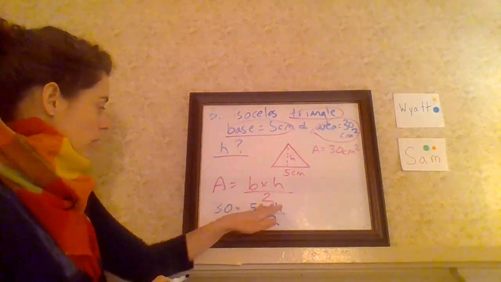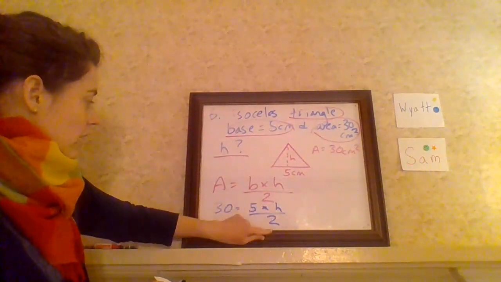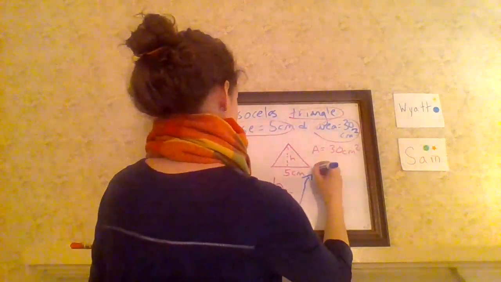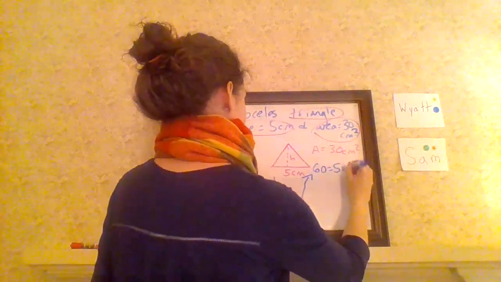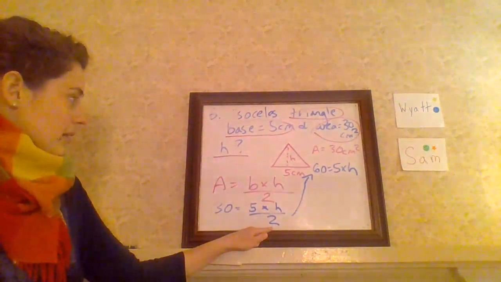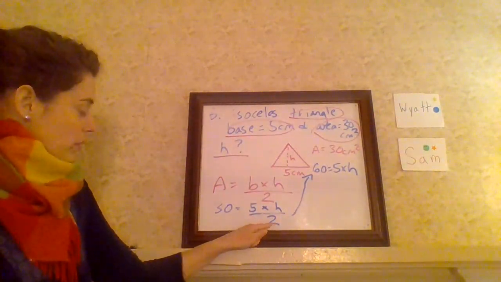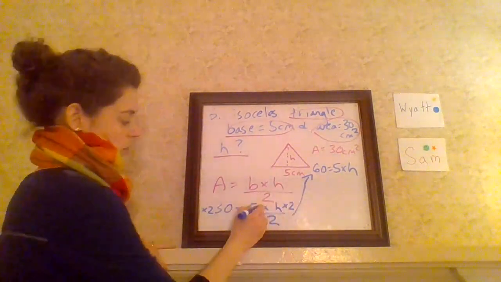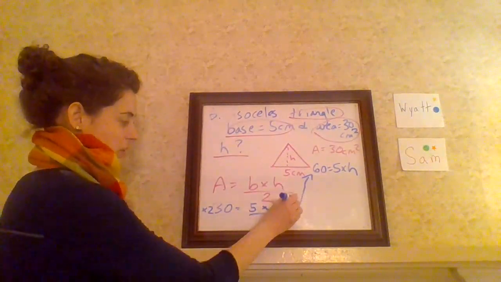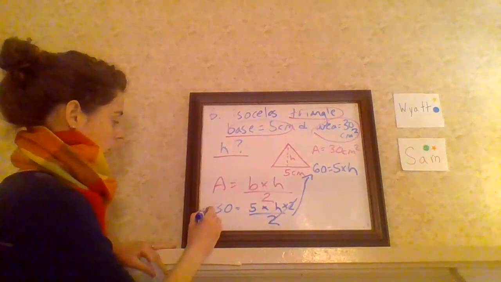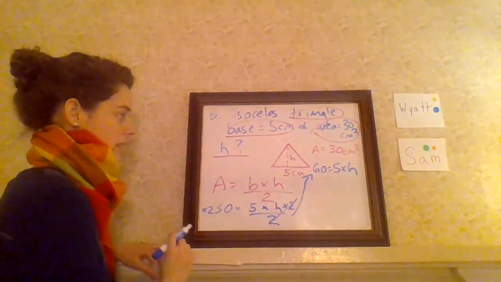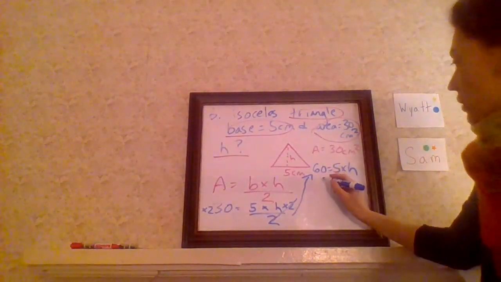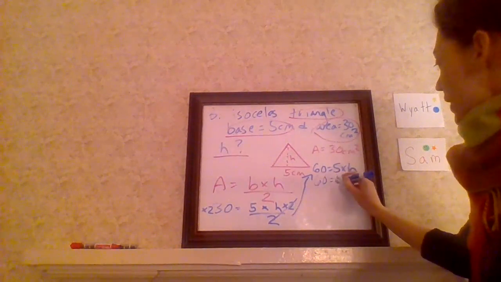So if 30 equals this divided by 2, then we could say that 60 equals 5 times h. What you can do is multiply both sides by 2, and then this will be saying this times 2 divided by 2, that just cancels out, doesn't it? So this times 2 is 60. So 60 equals 5 times h.